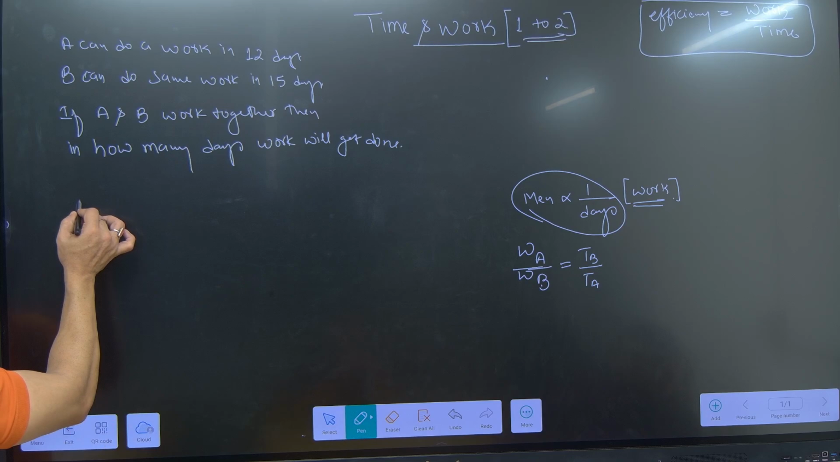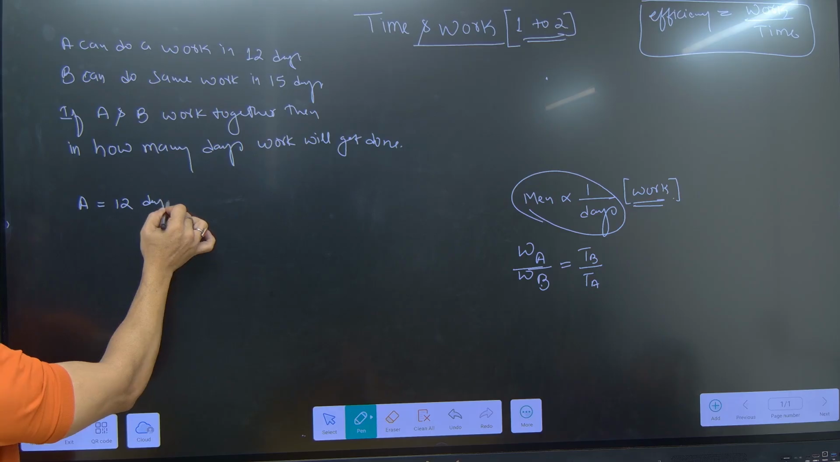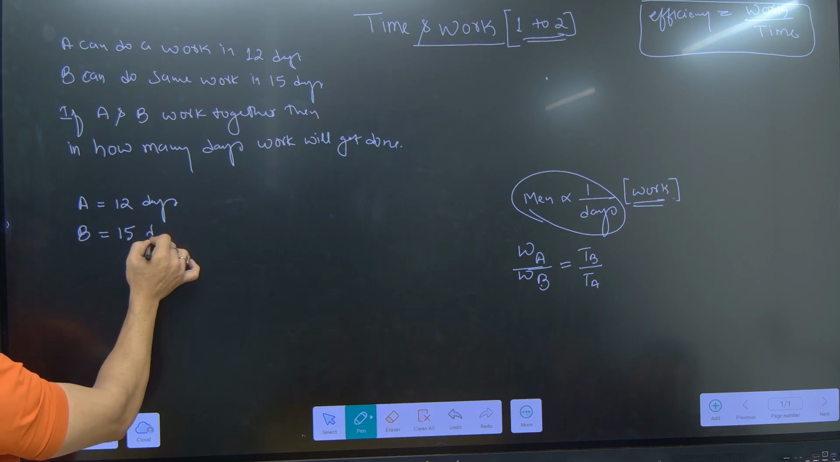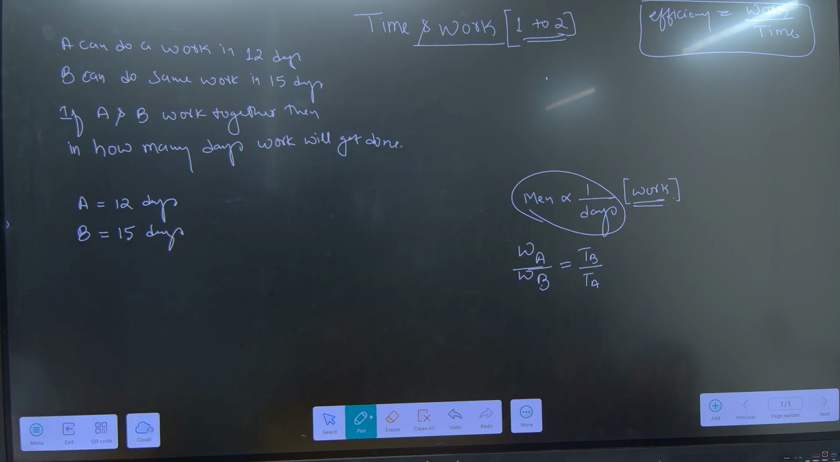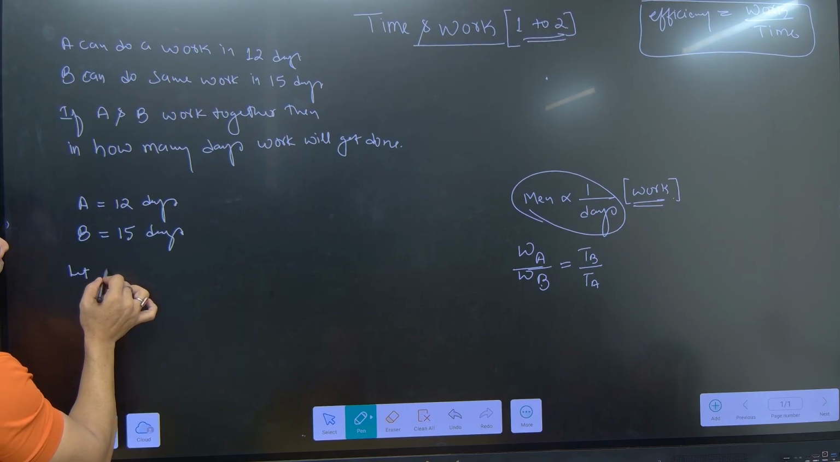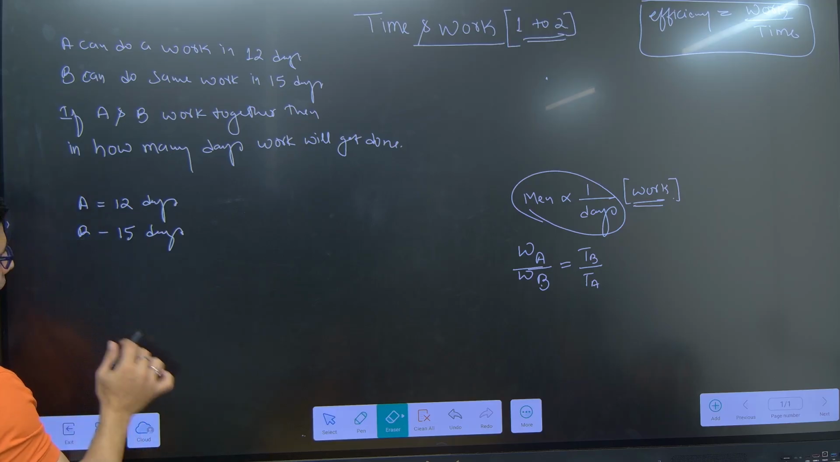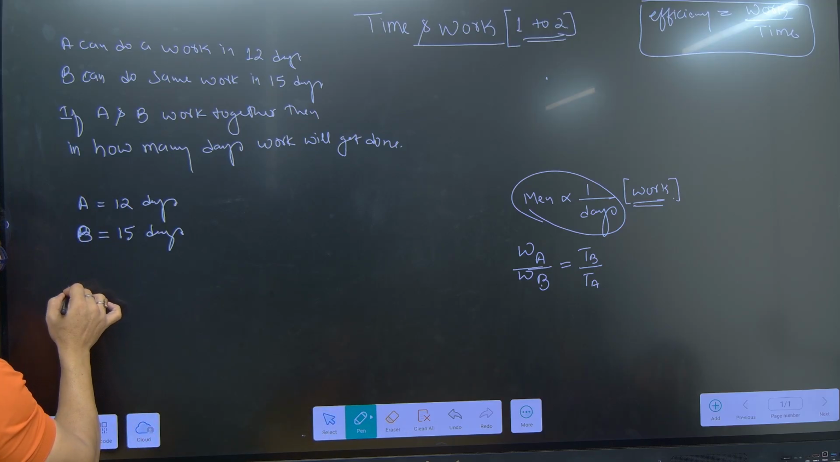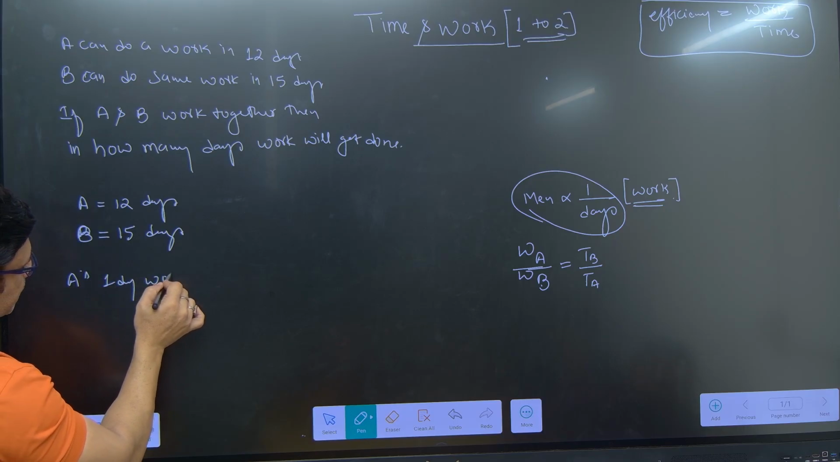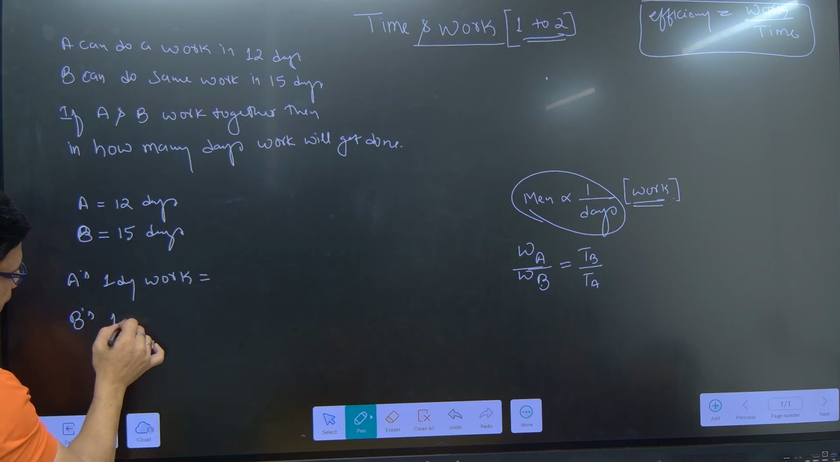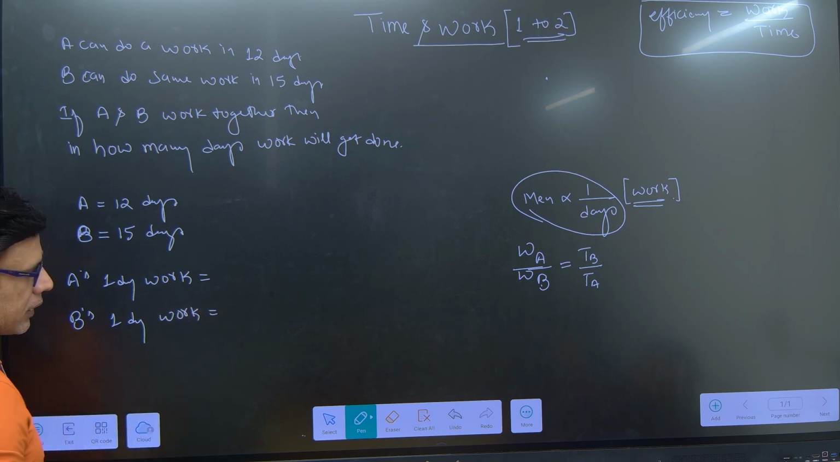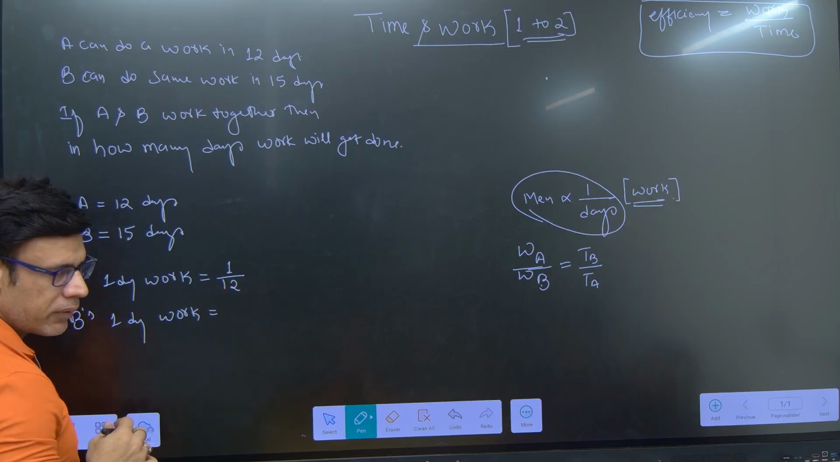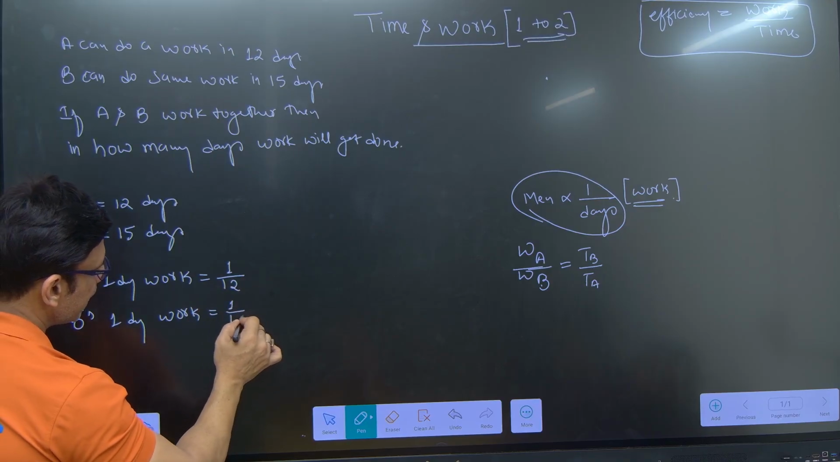See, what they're saying, A can do a work in how many days? 12 days. While B can do the same work in how many days? 15 days. And in school, this approach which we have used to solve such questions, or simply we generally find out A's 1 day work and B's 1 day work. If A is doing the entire work in 12 days, so every day how much he is doing? 1 by 12. And B is doing what? 1 by 15.